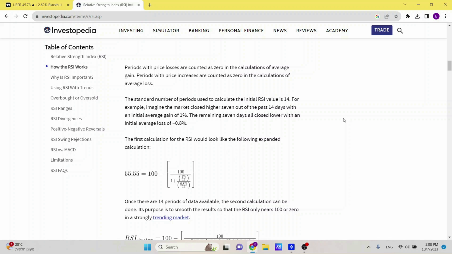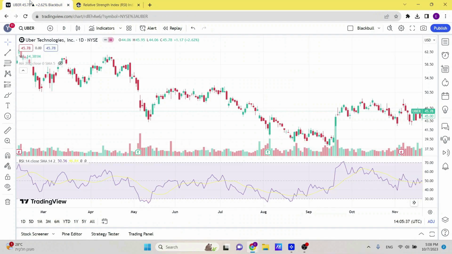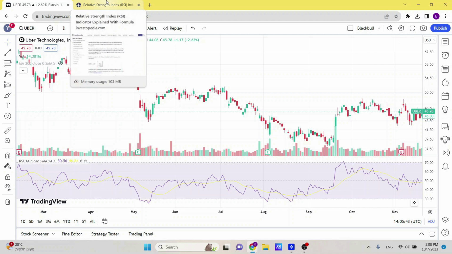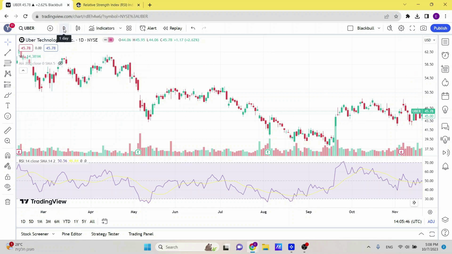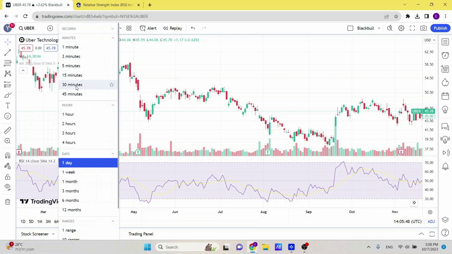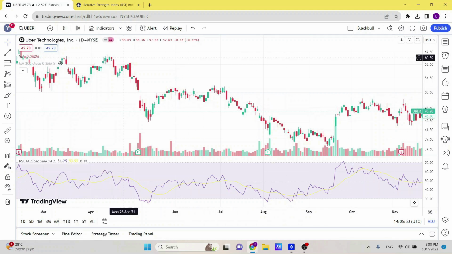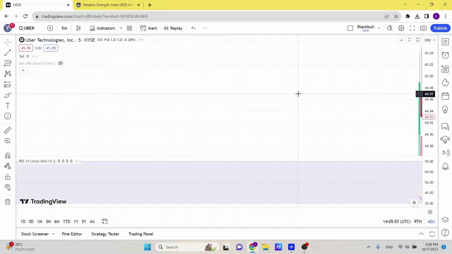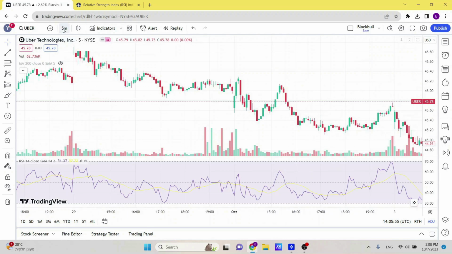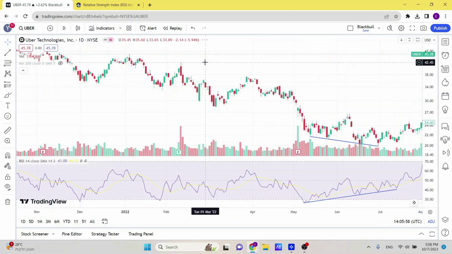The standard number of periods used to calculate the initial RSI value is 14. What does that mean? That means that when you open the indicator in your chart, the default will be 14 candles. It's really important to understand that it's not 14 days, it's 14 candles. And it depends which chart you use. If you use the daily chart, it will be, of course, 14 daily candles. If you use the 5-minute chart, it will be 14 5-minute candles. So it depends which time frame you use.